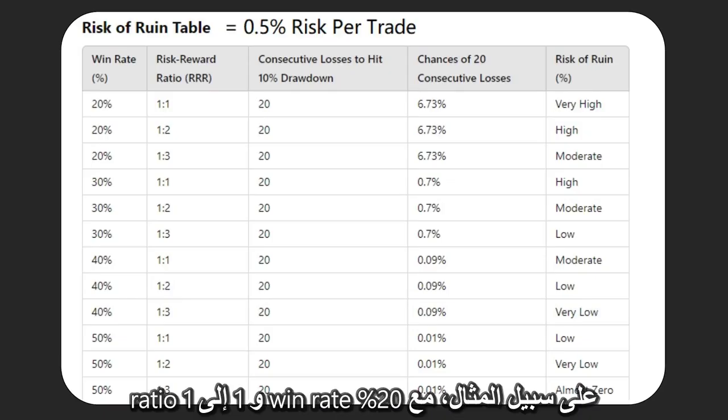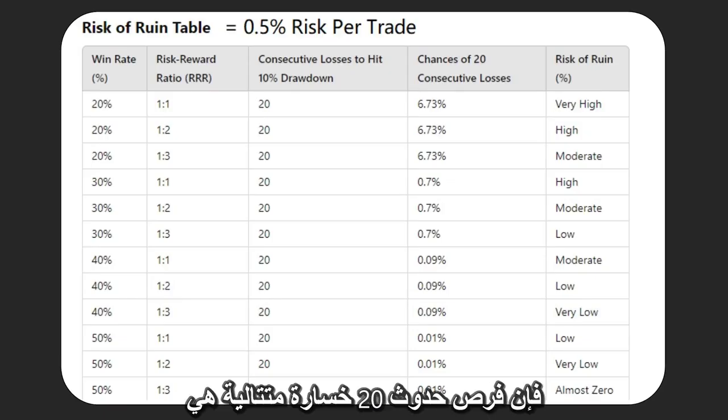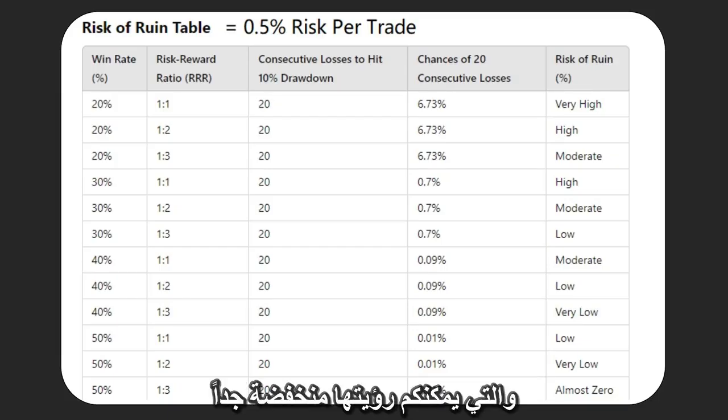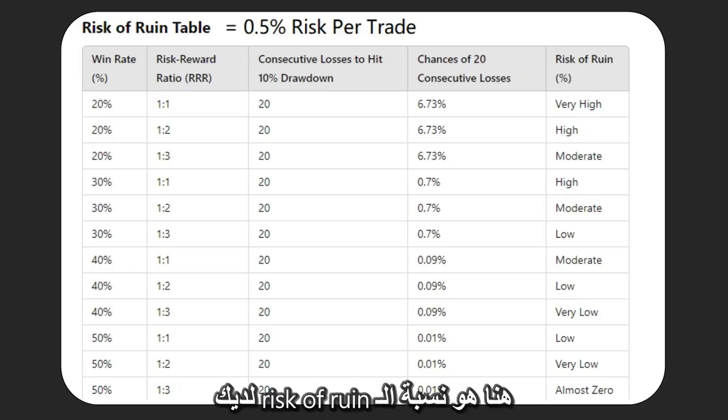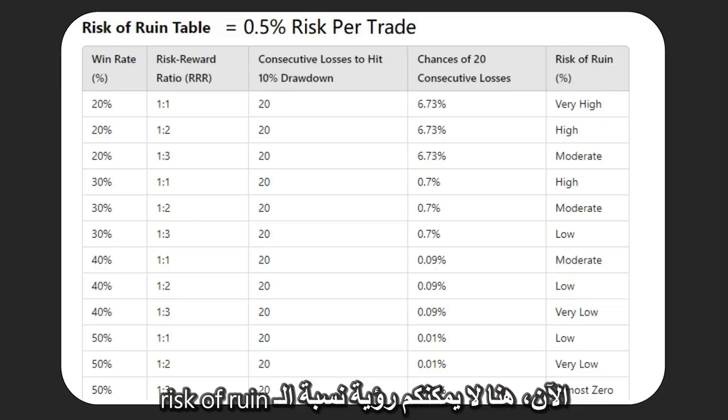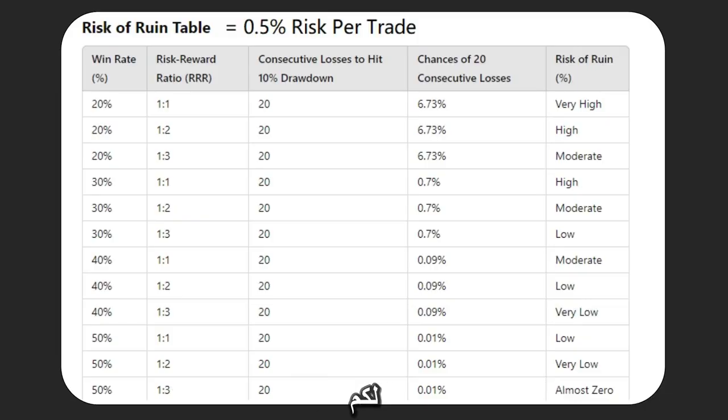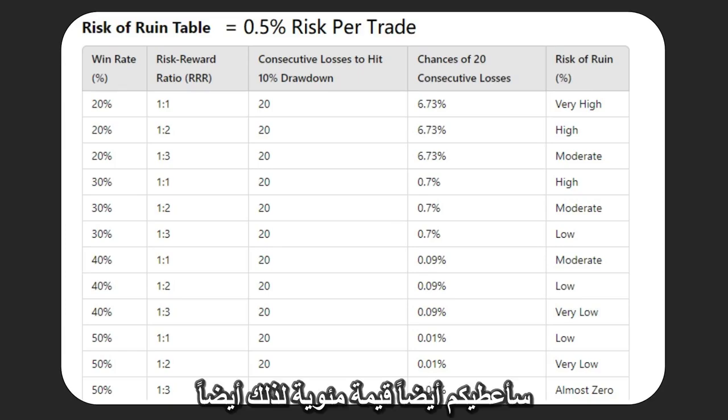For example, with a 20% win rate and a 1 to 1 ratio, the chance of 20 consecutive losses is 6.73%, which you can see is pretty low, but that's not the important metric, right? The important metric right here is your risk of ruin percentage. Now, right here you cannot see the risk of ruin percentage, but it's showing you how much that risk of ruin is, right? I'll also give you a percentage value for that as well.